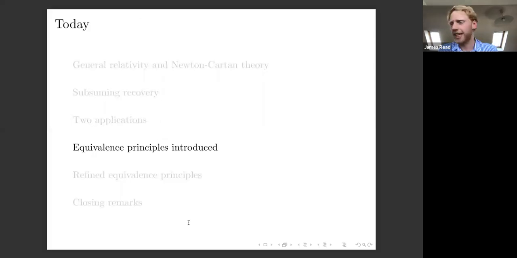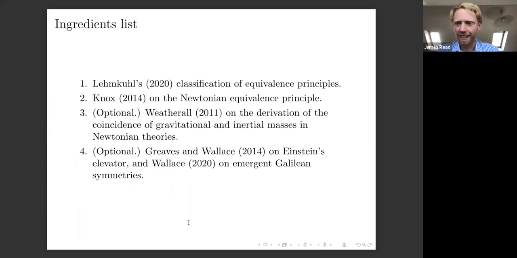Okay, so that takes us to the end of the first half of the talk. I've shown that Newtonian gravitation theory is the teleparallel equivalent of Newton-Cartan theory, just like teleparallel gravity is the teleparallel equivalent of general relativity. So now we can turn to equivalence principles. I want to present a framework and classification of equivalence principles, and as I said at the outset, I want it to include the following ingredients.